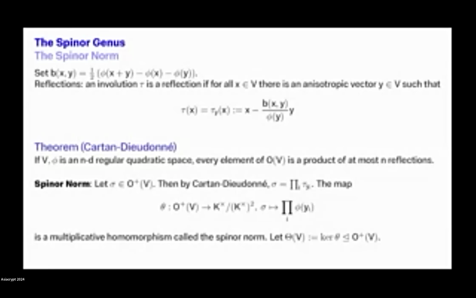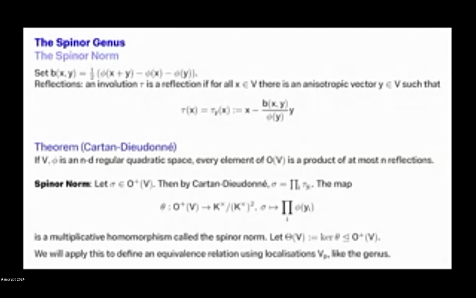the space k units of k modulo squares, where we map sigma to the evaluation of phi at the yi that define the reflections that sigma factors into, and take this product from i equals 1 up to n. This is then a multiplicative homomorphism called the spinor norm, and it has a kernel denoted by capital theta of V, which is a normal subgroup of the proper orthogonal group of V.